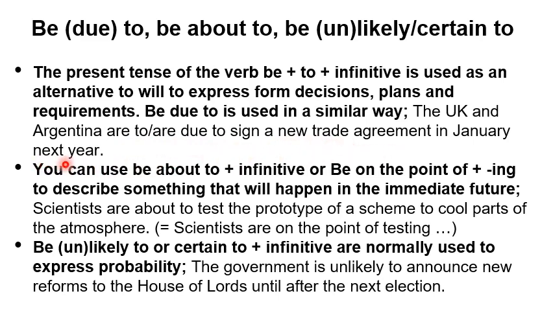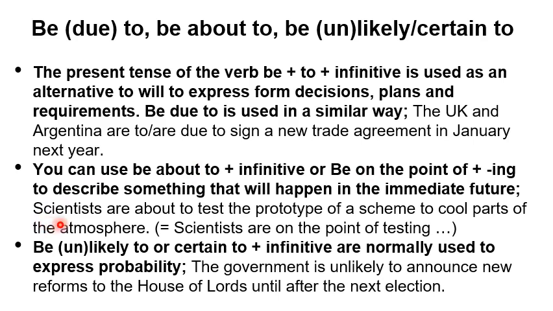First, the sentence is talking about next year. It's talking about the future. In the future, the UK and Argentina are to sign a new agreement or are due to sign a new trade agreement. All these ways we can use to talk about the future. Also, we can use be about to infinitive or be on the point of, be about to, due to, all these ways.